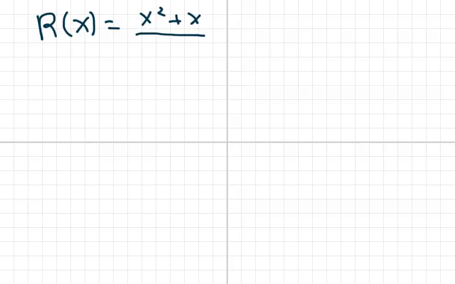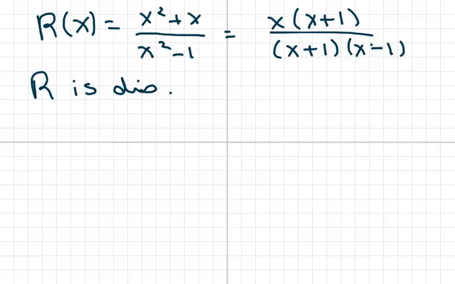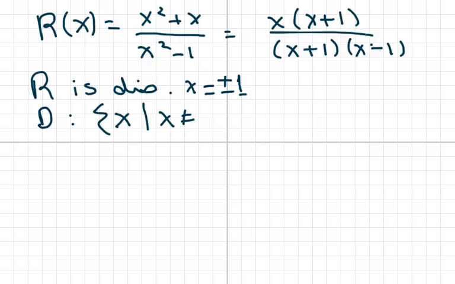The last one we're going to do is very similar. We have r of x equals x squared plus x over x squared minus 1. I'll go ahead and factor this. Okay, r is discontinuous at x equals plus or minus 1 because our domain is all real numbers, except x cannot be plus or minus 1, because that would make the denominator 0. Now, when I cross this out, I'm going to have a hole at negative 1.